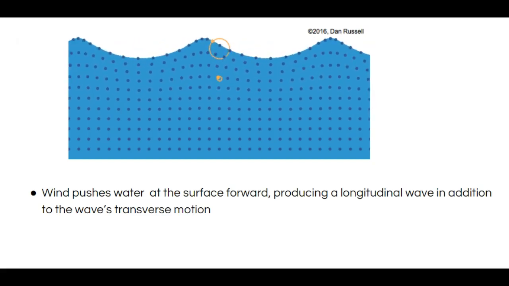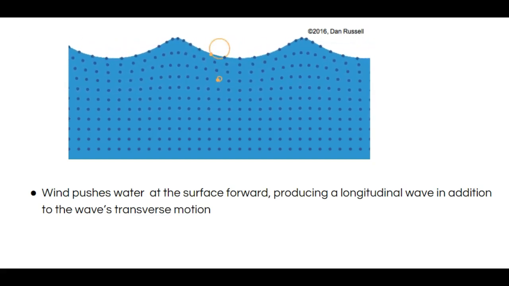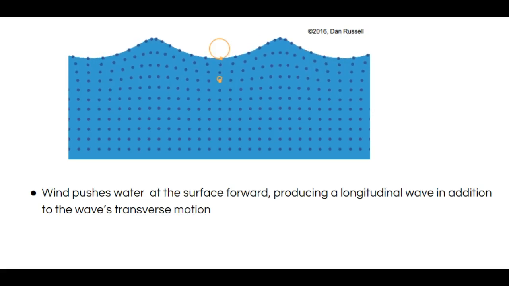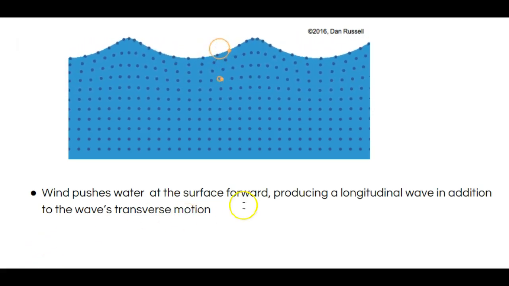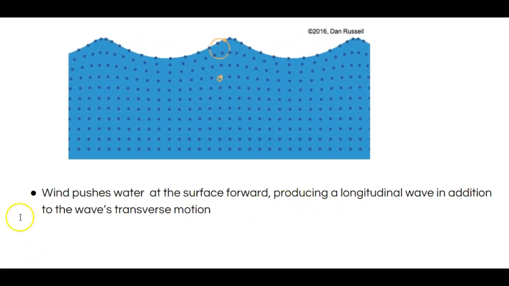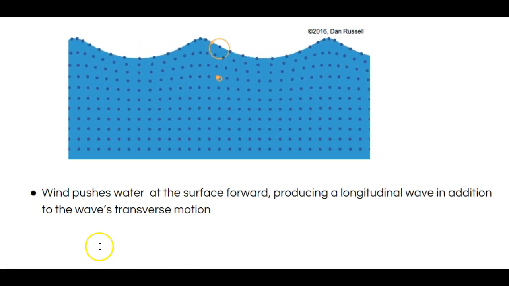So in case you were wanting to add a little bit of that to your notes, again, here it is in writing. Wind pushes water at the surface forward, producing a longitudinal wave in addition to the wave's transverse motion. So this is an example of a complex wave that I found from your textbook, and I thought it was useful, so I thought it made sense to mention it.